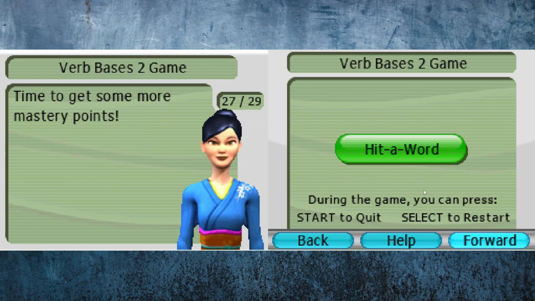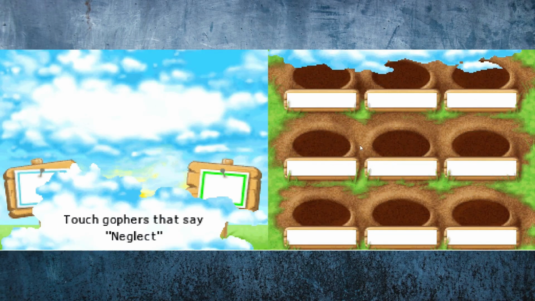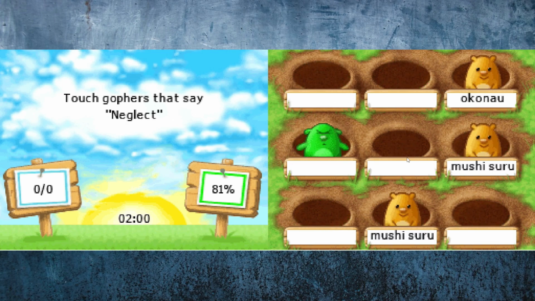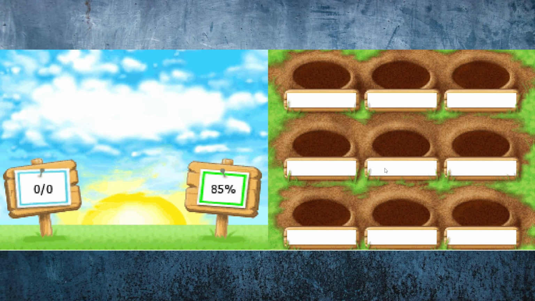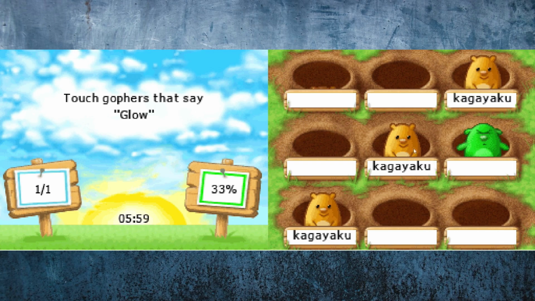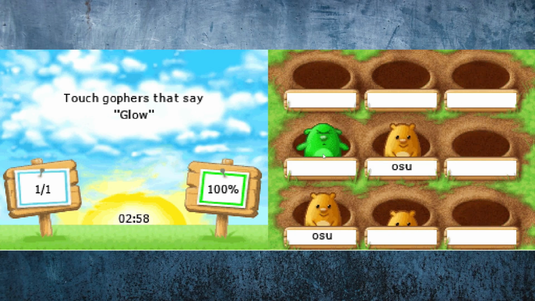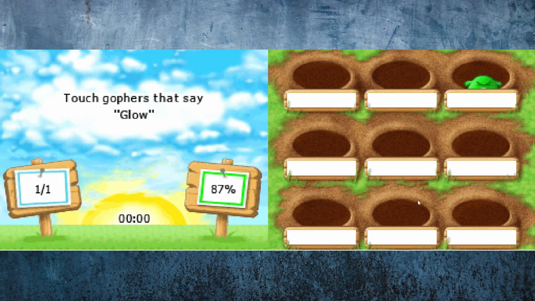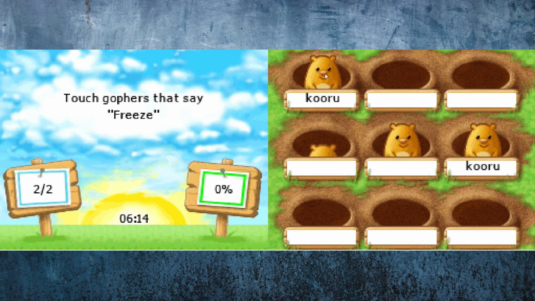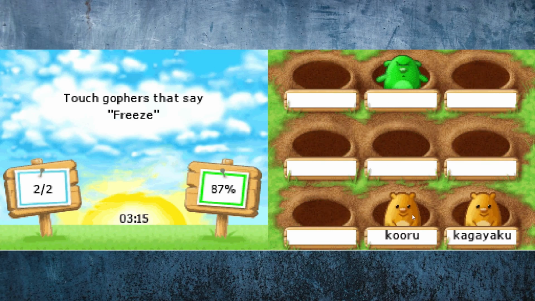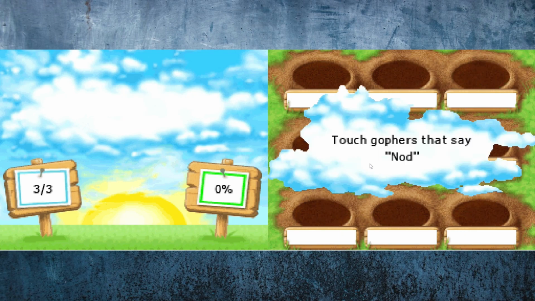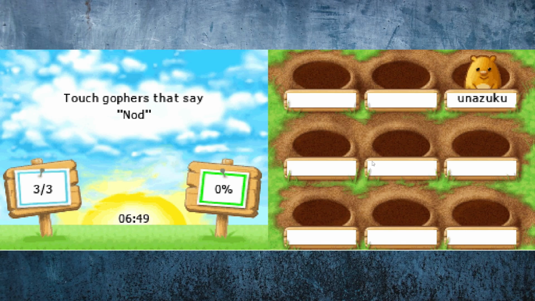Time to get some more mastery points. Hit a word. Neglect. I'll see it when I see it. Mushisuru. Yeah, these are new words to me. Mushisuru. To glow. Kagayaku. Freeze. To nod. Unazuku.